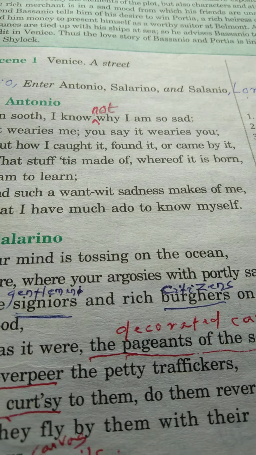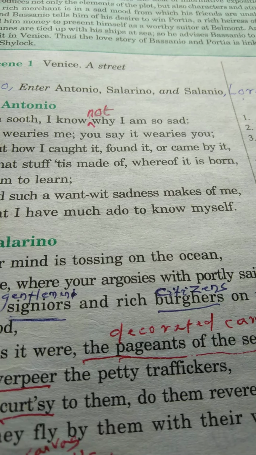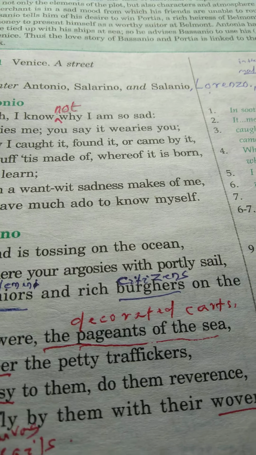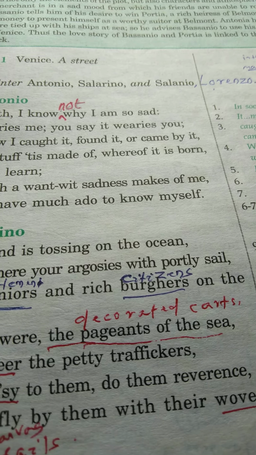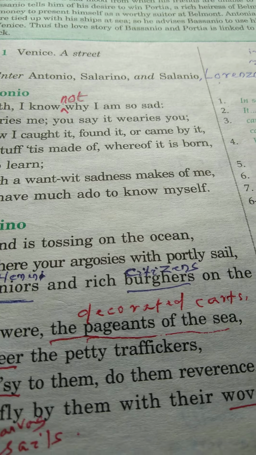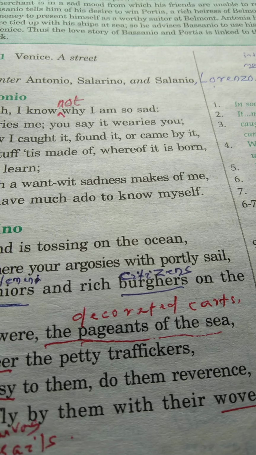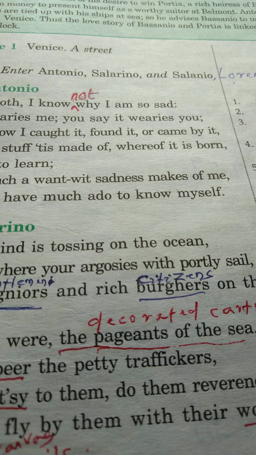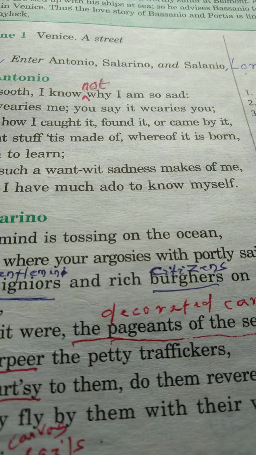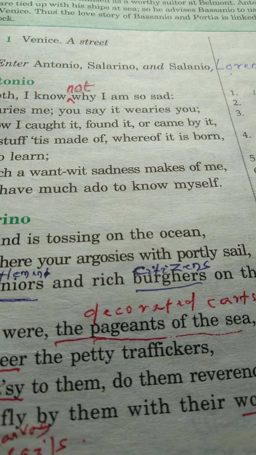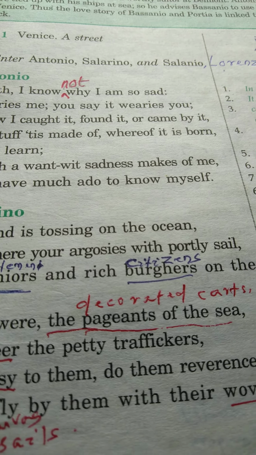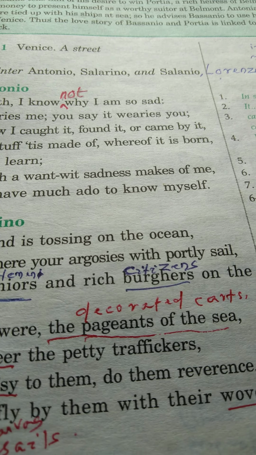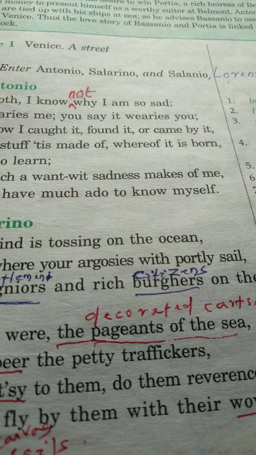Here, I feel something very important to impart, that this whole drama has taken place in only 2 prominent places. One is Venice and the other is Belmont. Most of the scenes have taken place in Venice, very few in Belmont. The major scenes have taken place in Venice. Almost all the scenes except the court scene have taken place in the streets of Venice.